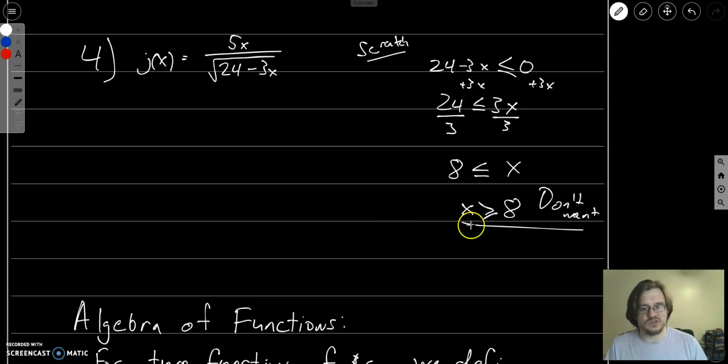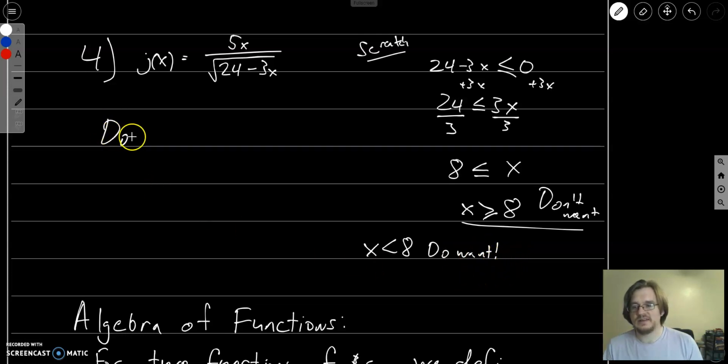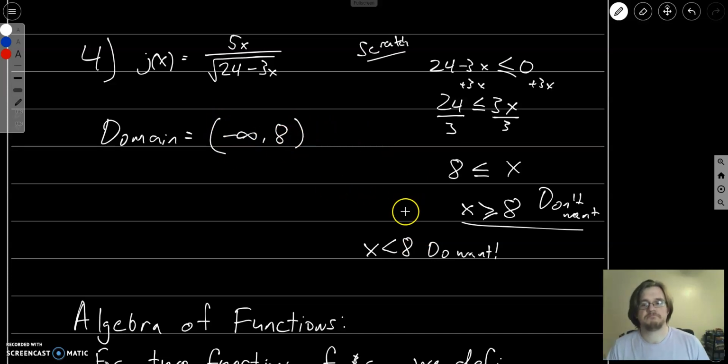So what do we want? If x can't be greater than or equal to 8, then x has to be less than 8. So this is what we do want. So our domain is then going to be all numbers less than 8. So all the way from negative infinity up to 8. And we're not going to include 8, so we'll write a parenthesis there. So this is just finding the domain of some functions.